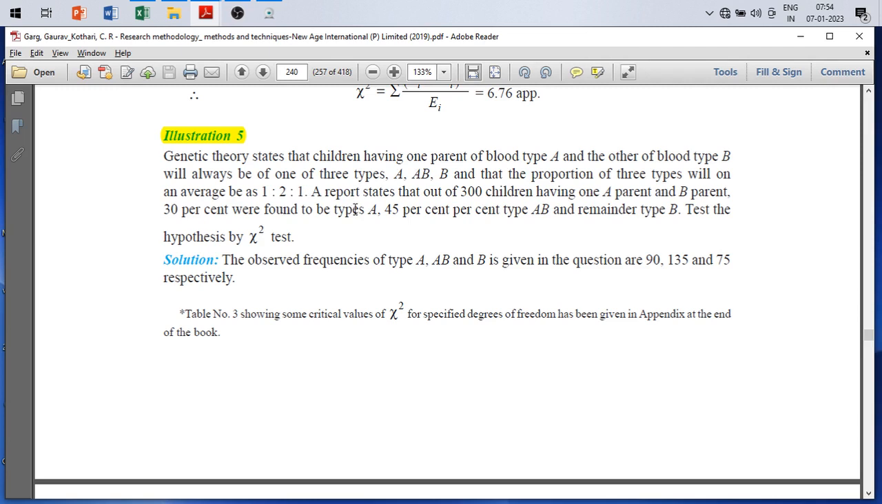So we have the observed frequency and the expected frequency, and it says test the hypothesis by chi-square test. Our null hypothesis will be that this theory of 1 is to 2 is to 1 is right, and the alternative hypothesis is that it is not right. We are just seeing whether our observation fits this theory or not. So this is a goodness of fit test.